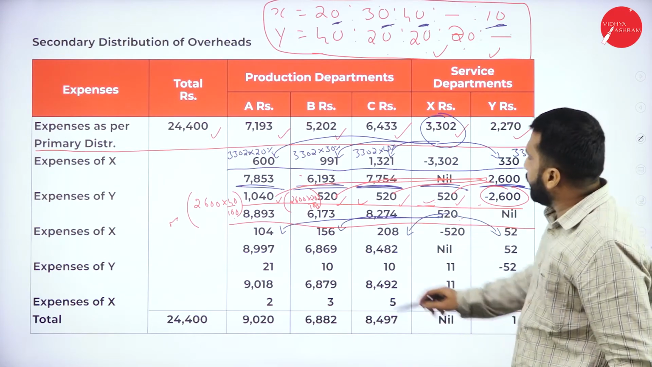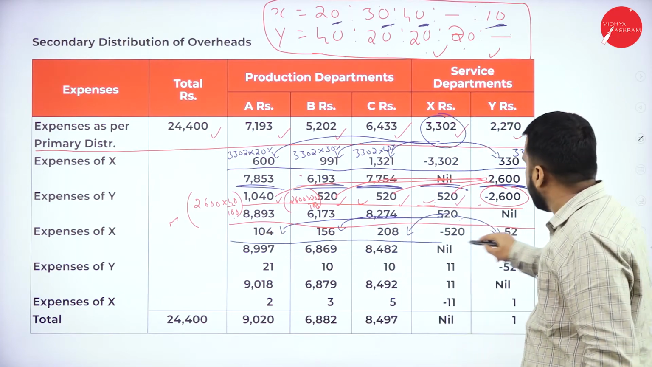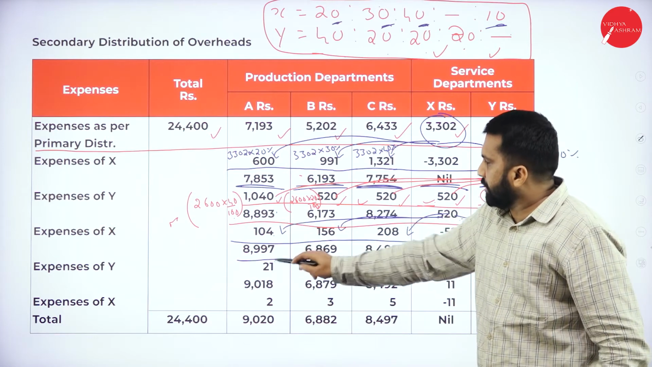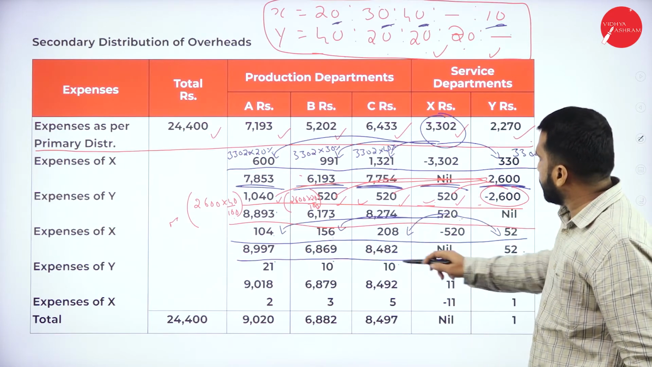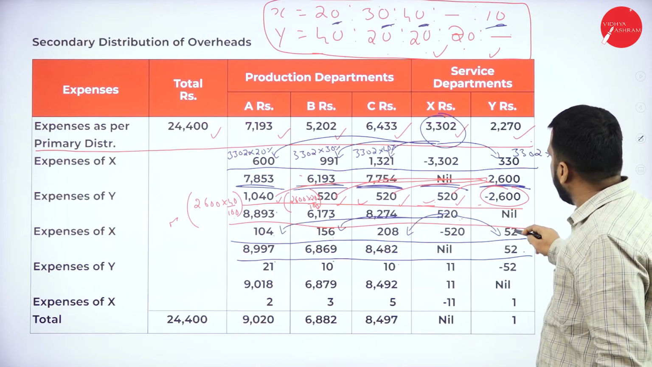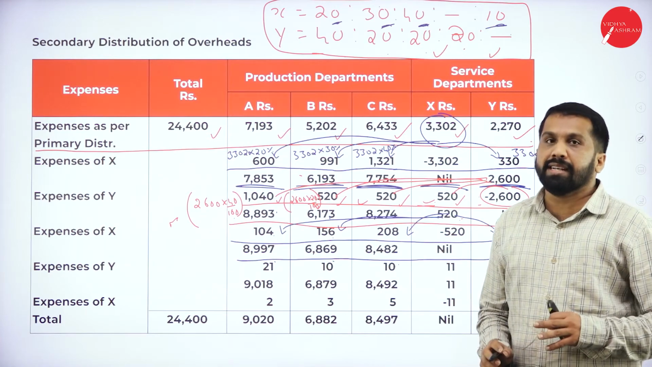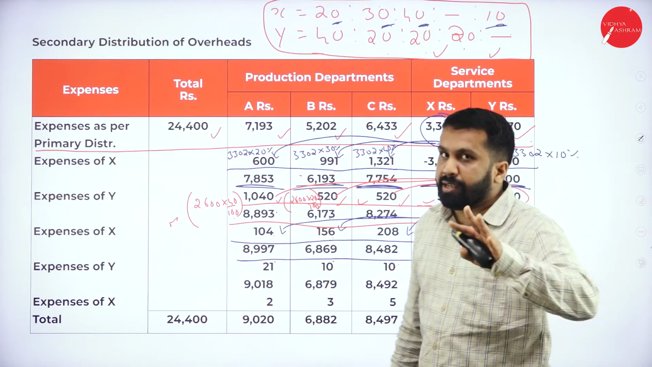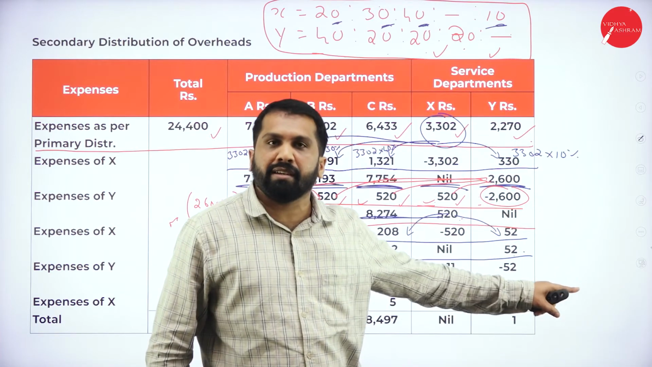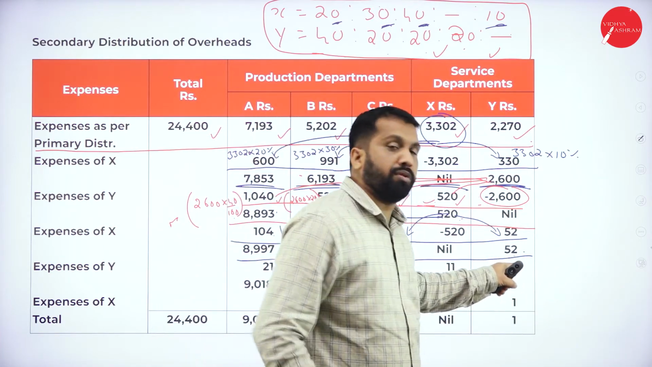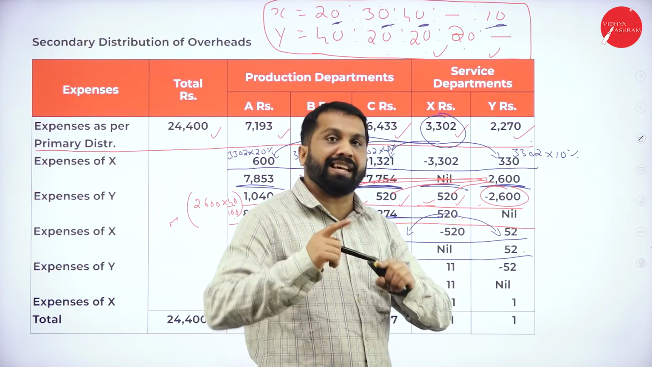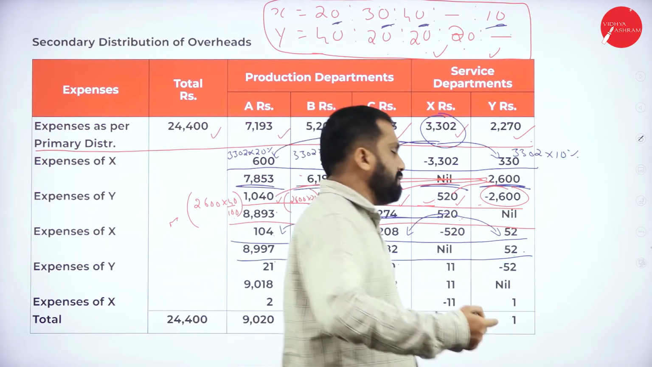If you calculate, your answer will be this plus this. This will become 0 and 52 will remain as it is. Now, X is over. Now what is the next procedure? Y. Do we have less than 50 in Y? No, we have 52, more than 50 rupees. If it is more than 50 rupees, again divide.